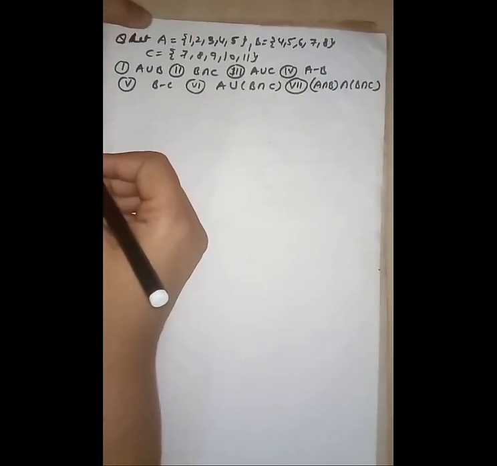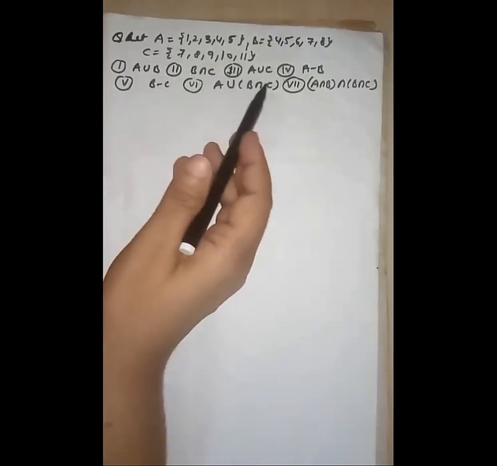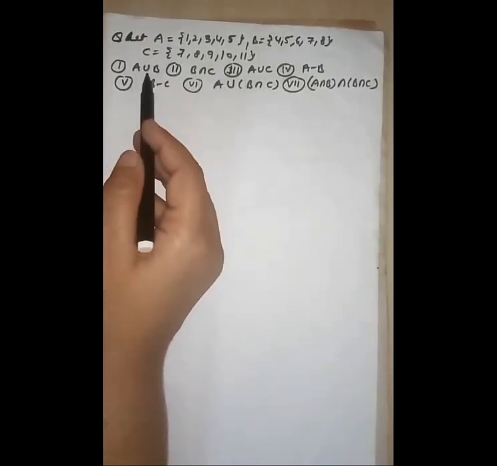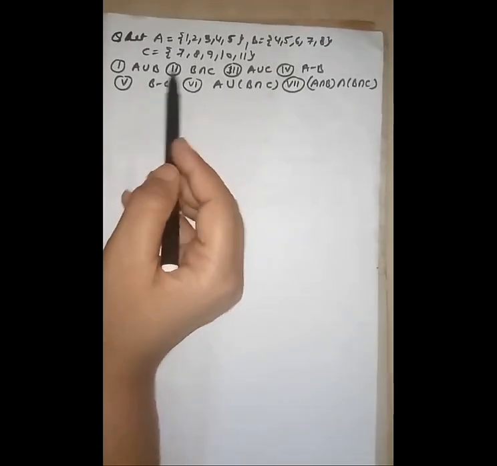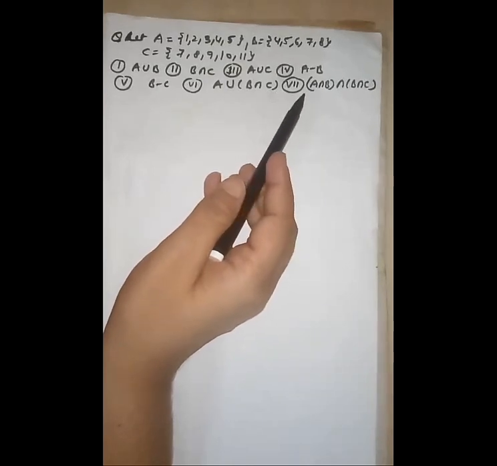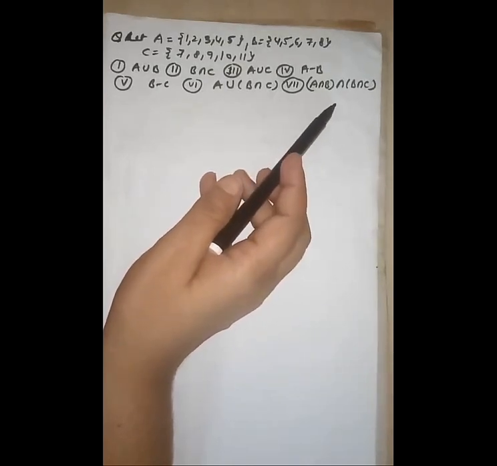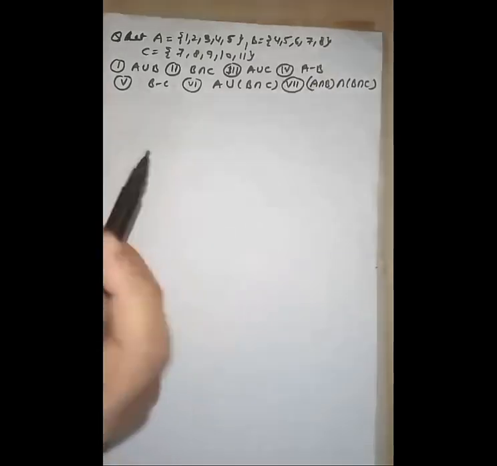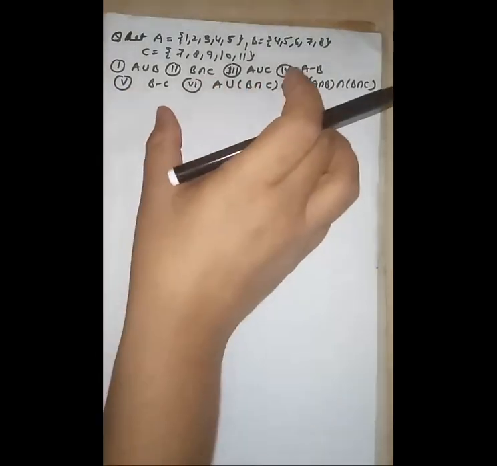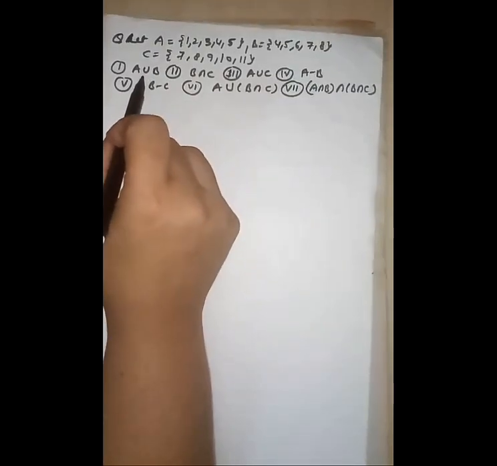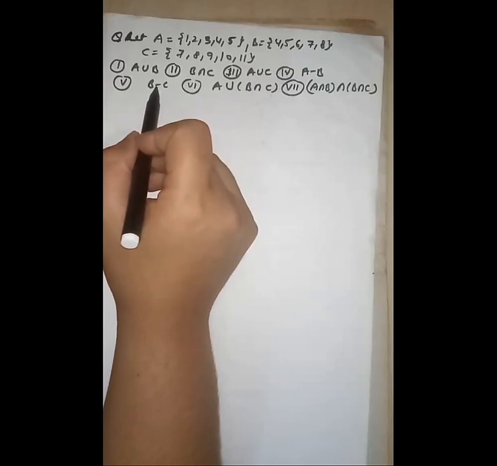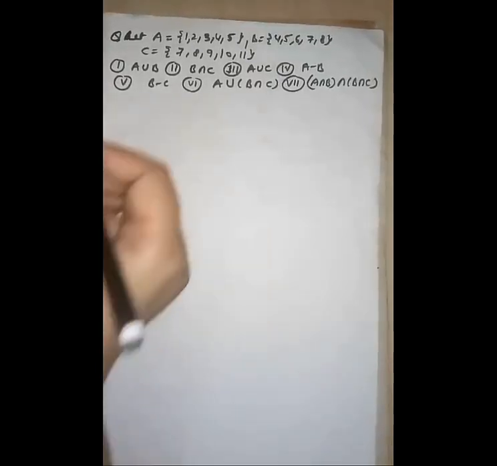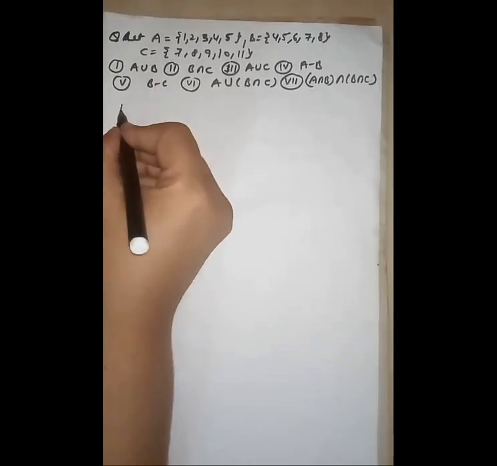Okay friends, I have taken one question where I have taken three sets A, B, C, and we have to find these: A union B, B intersection C, A union C, A minus B, B minus C, A union B intersection C, and A intersection B intersection B intersection C. So applying all the operations, you can see here I am using union, intersection and difference.